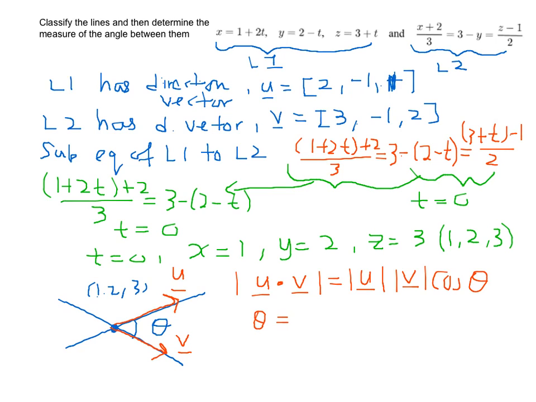So you can find theta as arc cosine of the magnitude of u dot v, divided by the magnitude of u and the magnitude of v. And if you calculate this, the answer would be about 10.9 degrees. Another thing that we could calculate would be the shortest distance between skew lines, and we'll look at that in the next video.